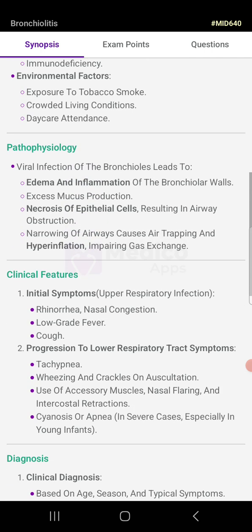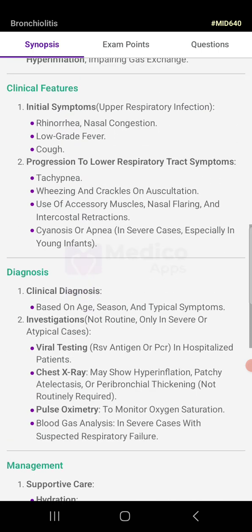For the pathophysiology, the viral infection of the bronchioles leads to edema and inflammation of the bronchiolar walls, excess mucus production, necrosis of the epithelial cells resulting in airway obstruction, narrowing of the airways causing air trapping and hyperinflation, impairing the gas exchange.